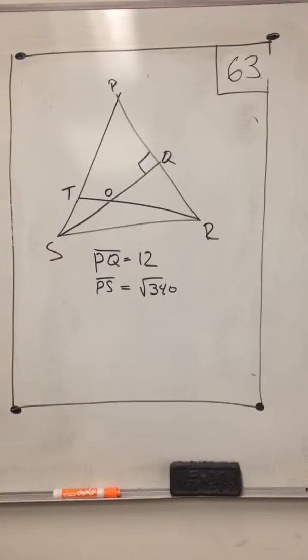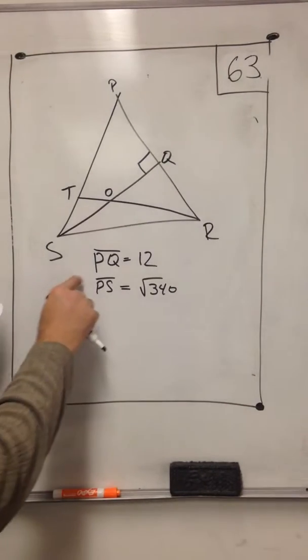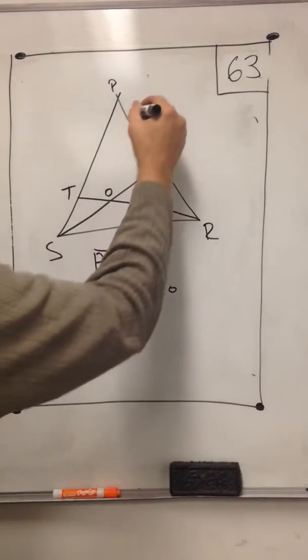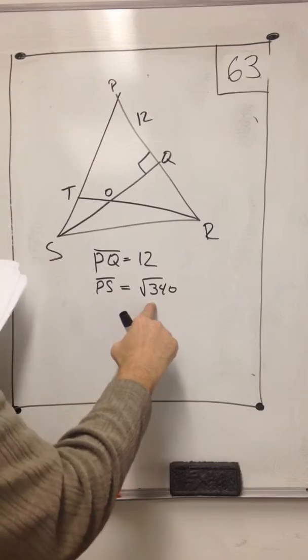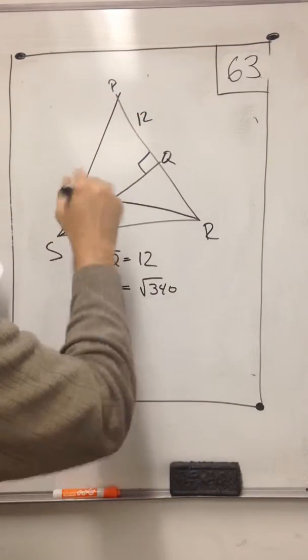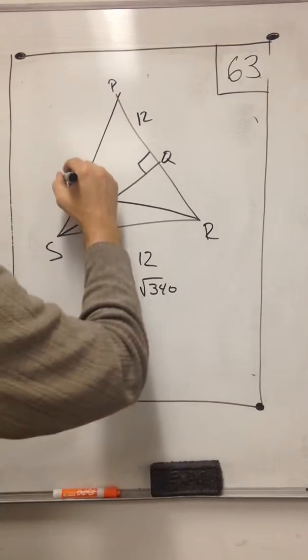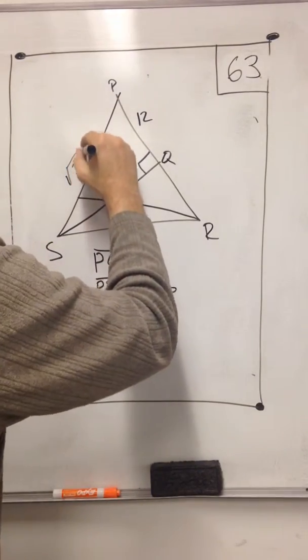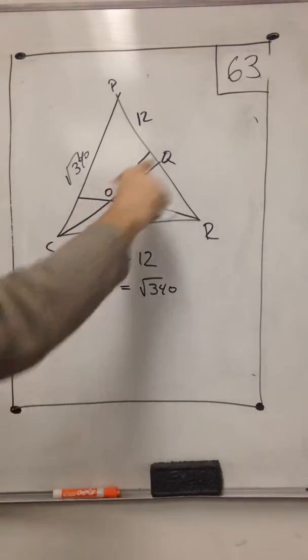Okay, problem 63, a little tricky of a problem. Basically, you need to recognize that they've given you PQ is 12, let's label that, and they've also given you PS is the square root of 340. PS, let's get rid of this T because it's only confusing, PS is the square root of 340. And then it goes on to say, what is the measure of SQ?